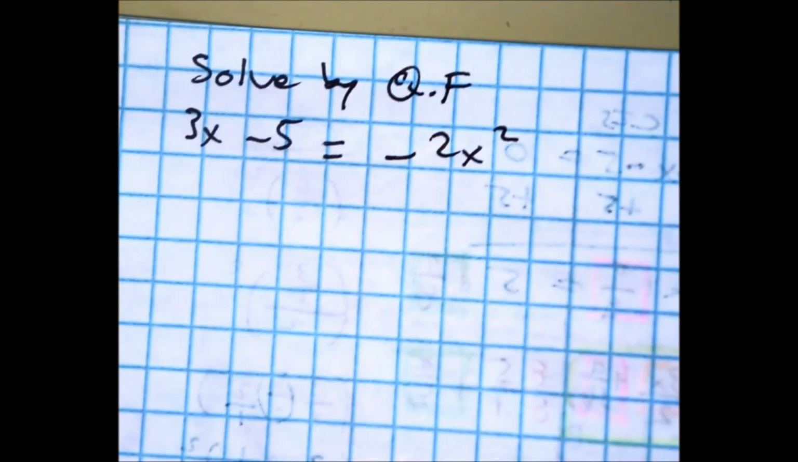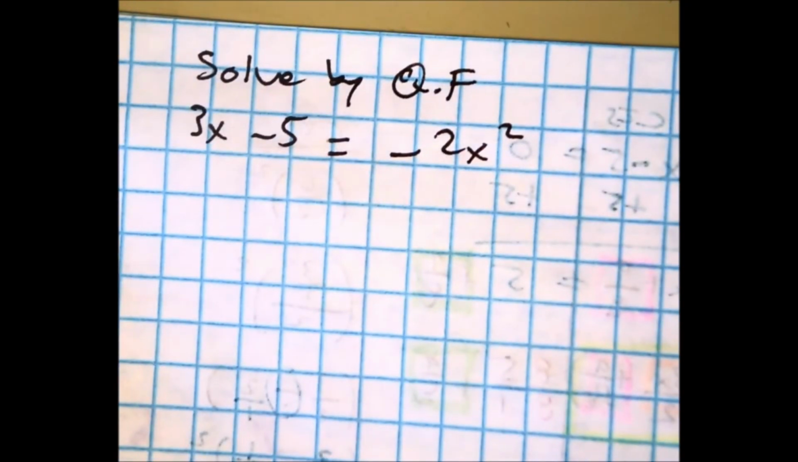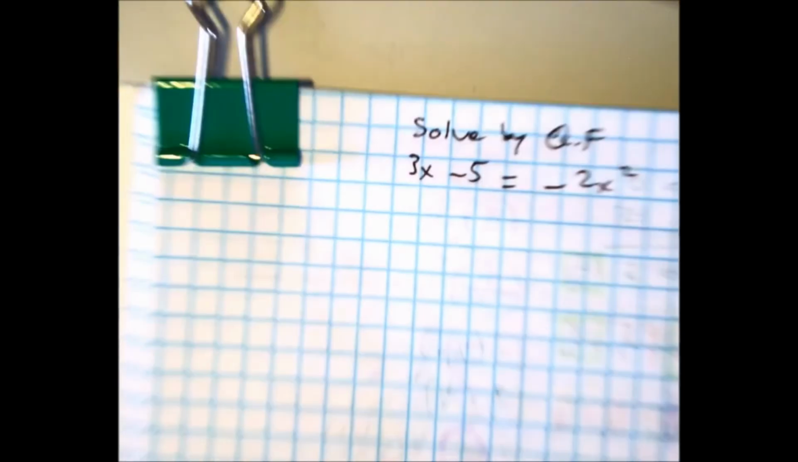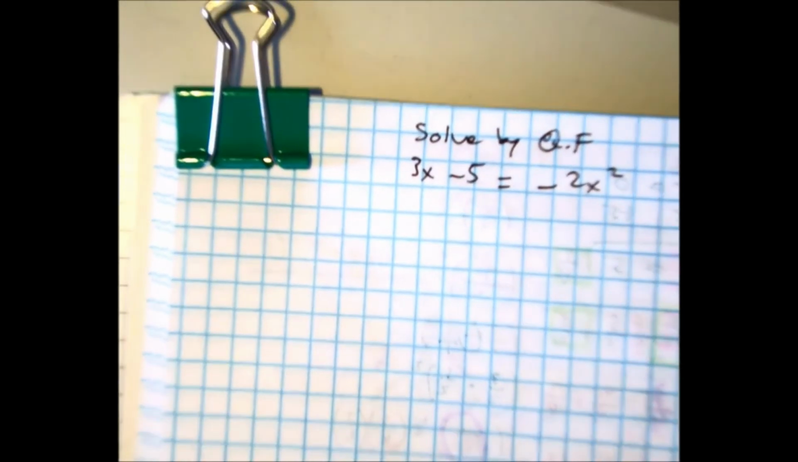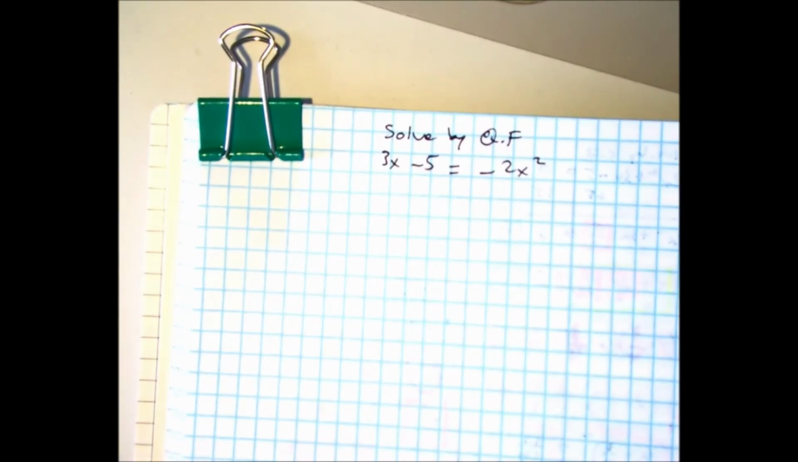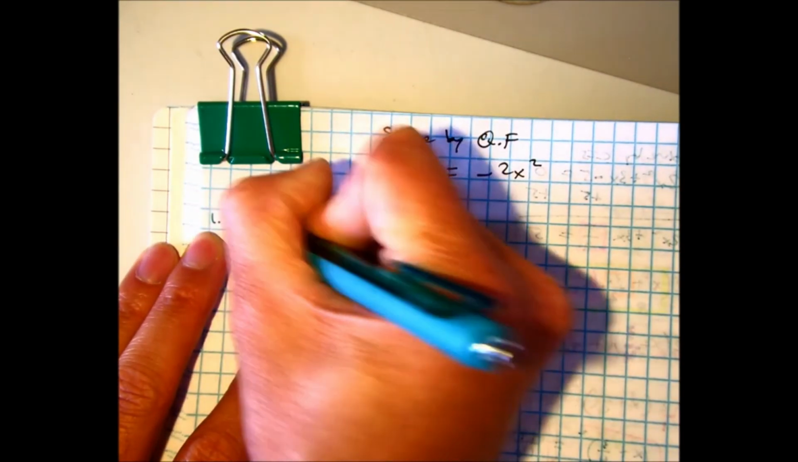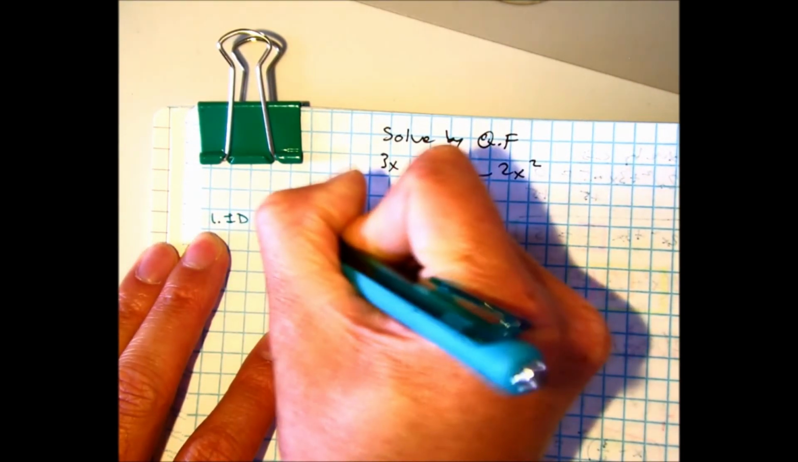I love math. Alright, so let's just say we've done this problem and we're not sure if we can solve this by factoring, square root, or completing the square. We can just use the quadratic formula. So let's write down some steps and apply that to this example. The first thing I want to do is identify the A, B, and C.